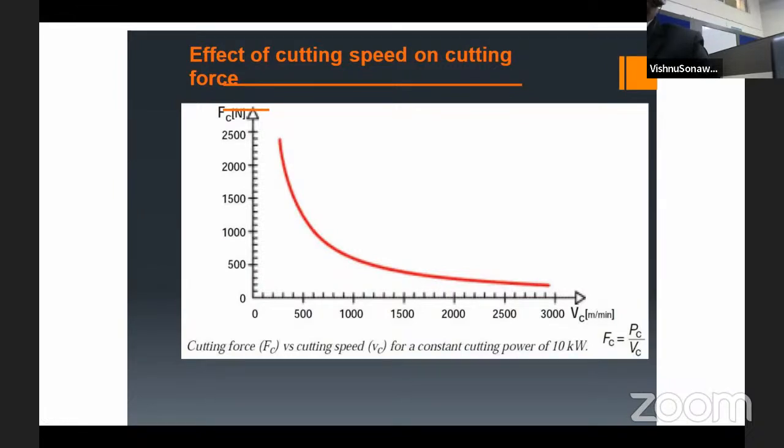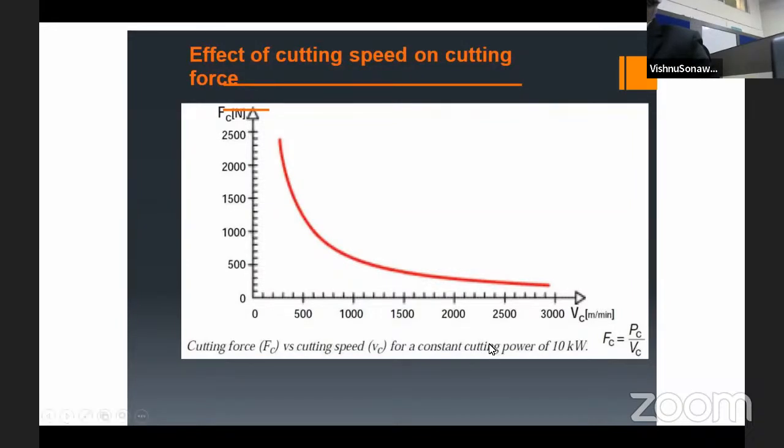Here, too much cutting force is required to machine the parts at this 500 meters per minute. But when we are increasing the cutting speed from 500, 510, 600, 700, 800, 1000, 1500, 2000, 2500, 3000, what will happen? The cutting force will be drastically reduced. This is the main advantage, and there is no vibration in the case of high-speed machining tools.